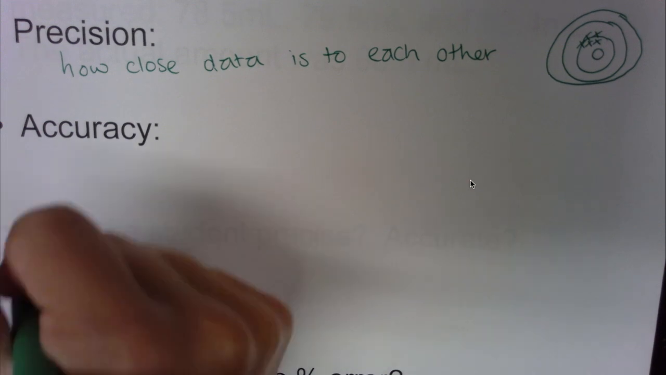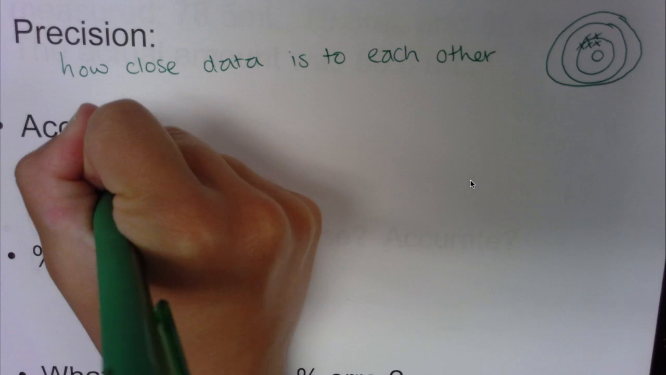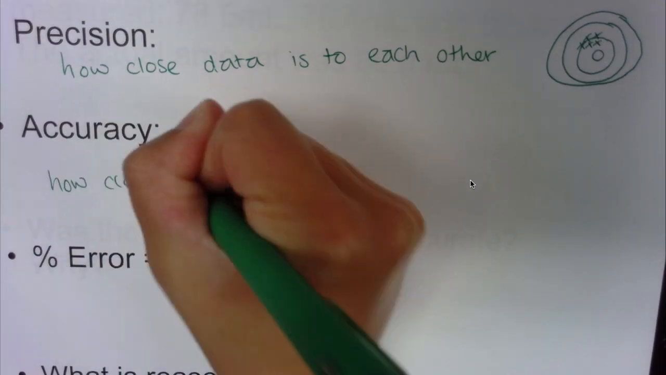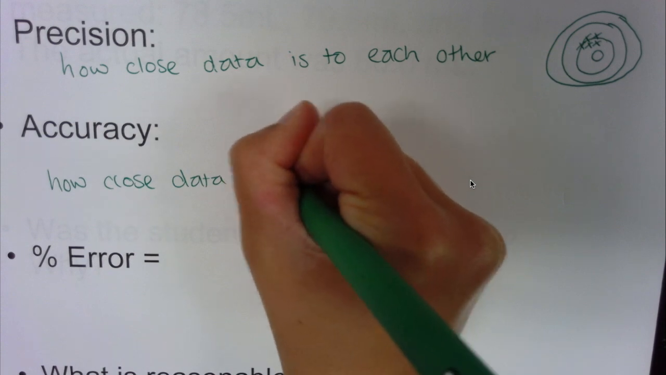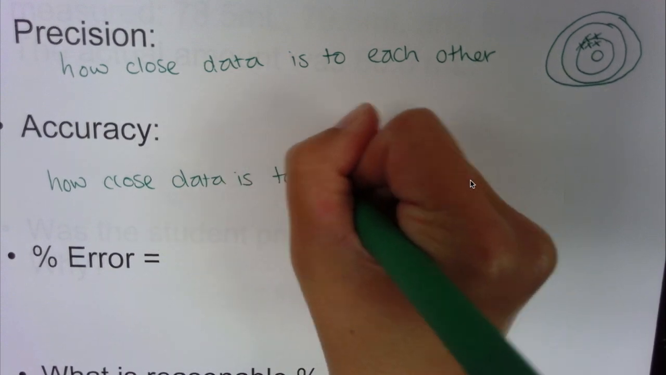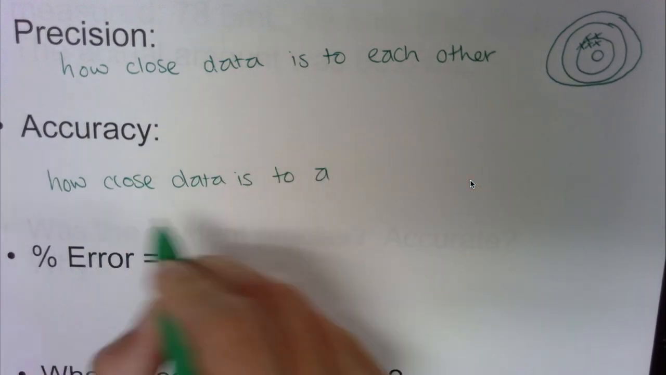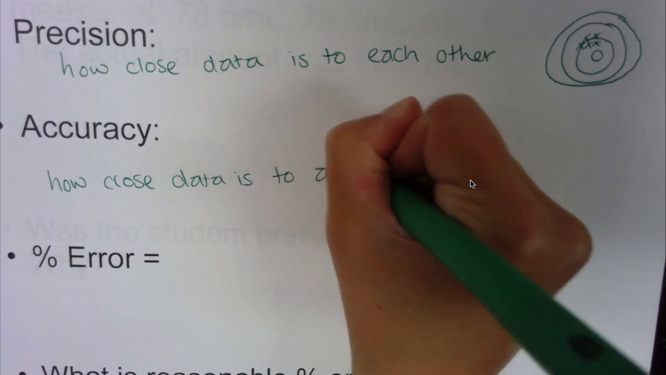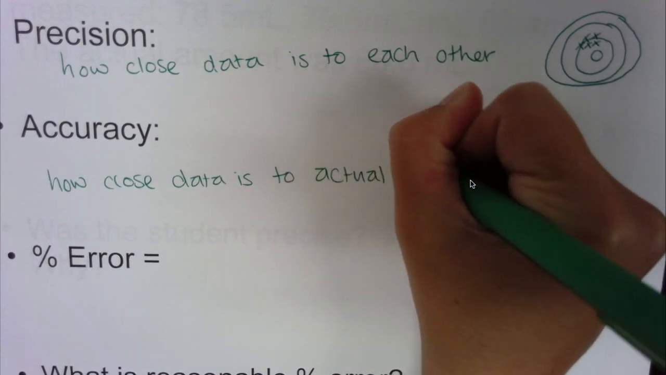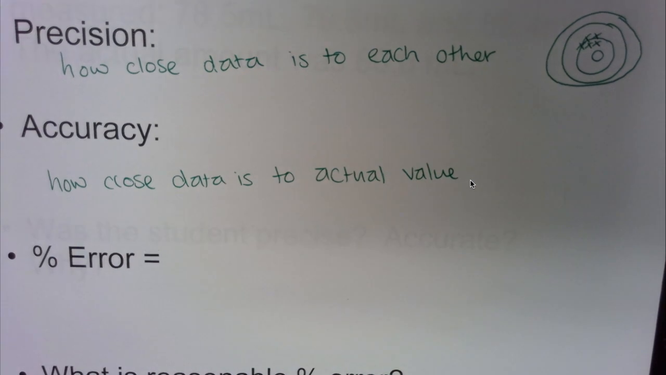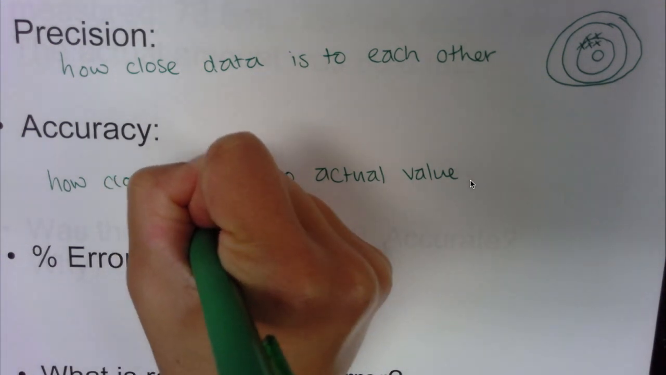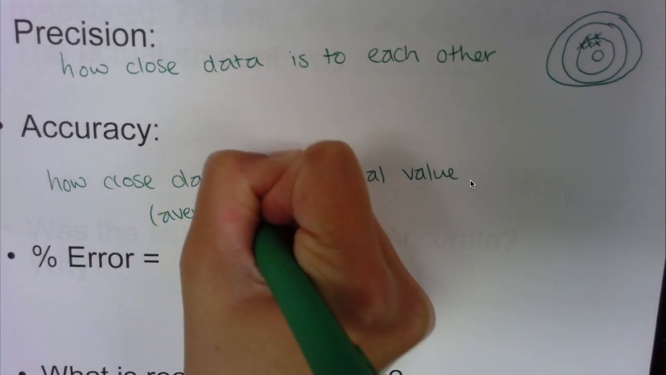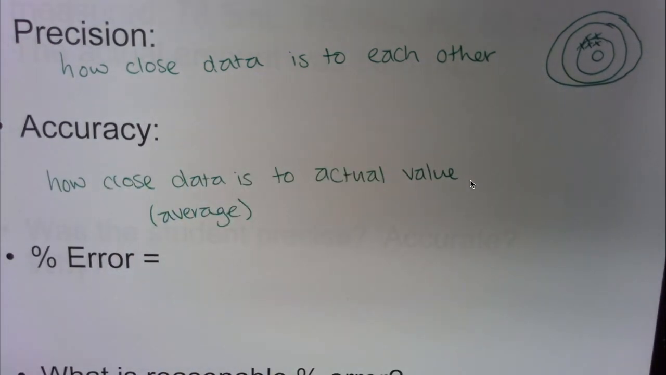Accuracy represents how close your data is to an actual value. How close data is to the actual value. So in this, maybe you're comparing it to an average. That's probably the most common thing you'll compare it to.